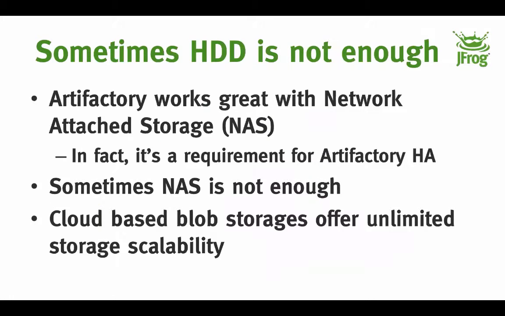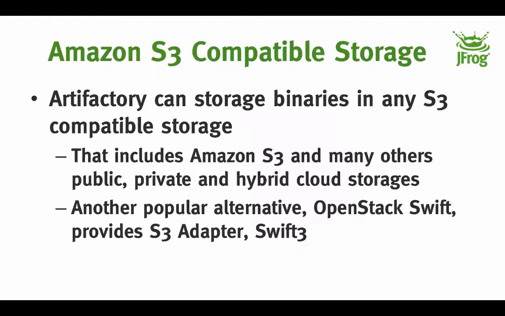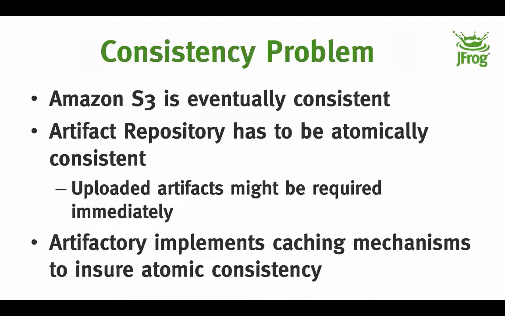And for that, sometimes your hard drive is not enough. Artifactory works great with network attached storage, that's NAS, and in fact, it's a requirement for the HA as well. But even the NAS is not enough sometimes. So you have the option of cloud-based storage, for example, S3, which offers unlimited storage scalability, and Amazon S3 compatible storage is also there. You can store your binaries in S3 or other popular alternatives like OpenStack Swift. They also provide S3 adapter and Swift 3. The only problem is the consistency.